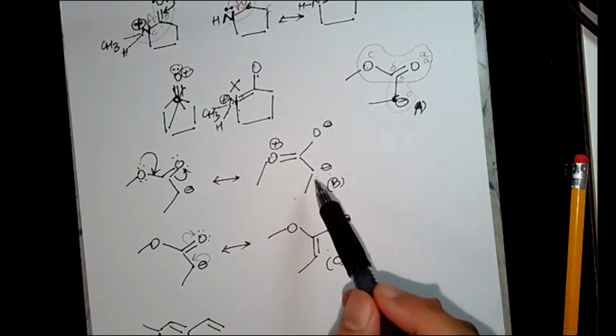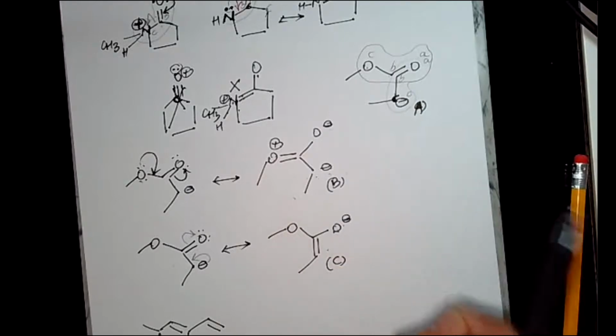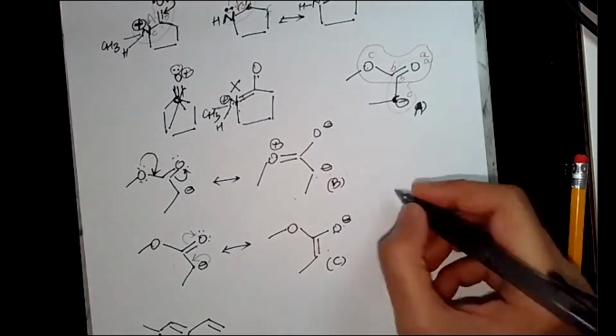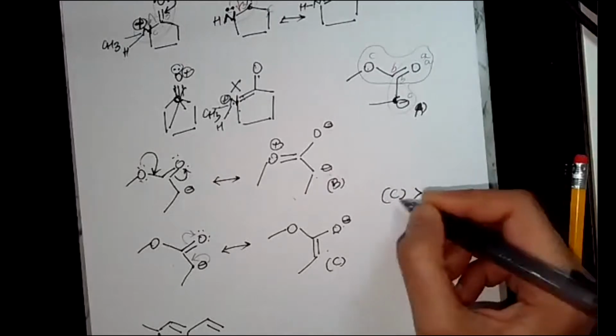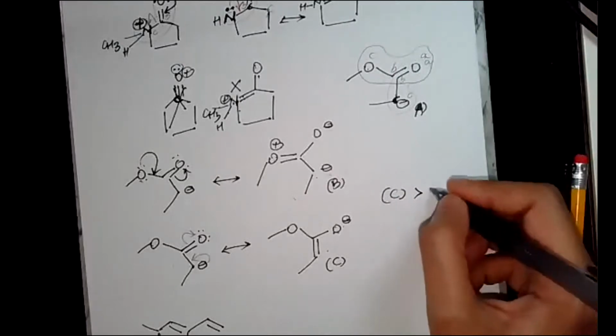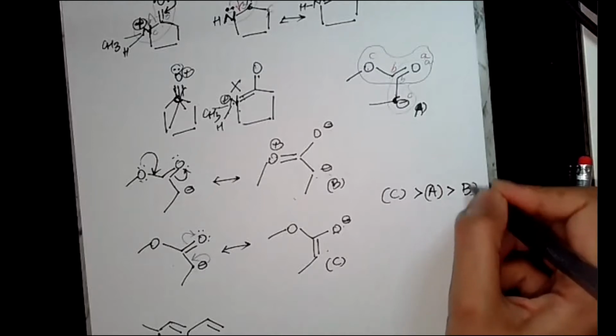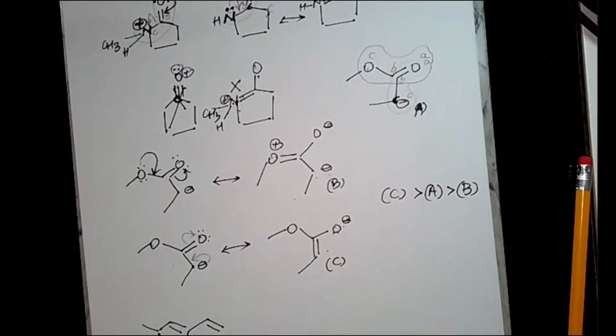This structure will exist for a fleeting moment compared to C. So C is most stable, will be there for a longer time, followed by A, followed by B. B is going to be the least stable and most insignificant structure that we see.